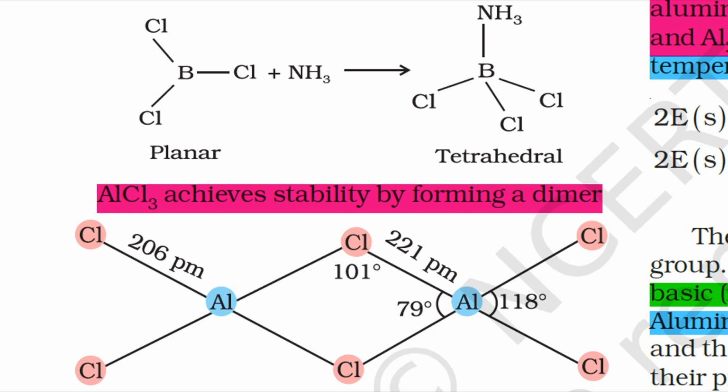So next is AlCl3 achieves stability by forming a dimer. Okay, so we'll discuss this dimer later while studying diborane, because it will involve a banana bond or 3-center 2-electron bond or bridge bond.